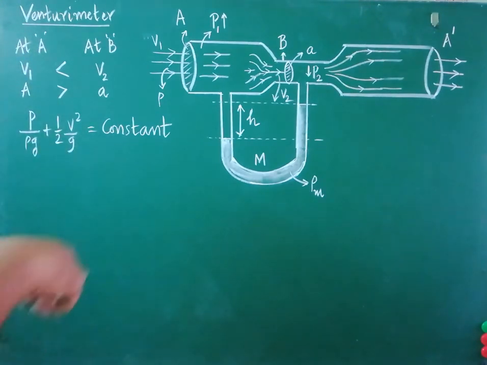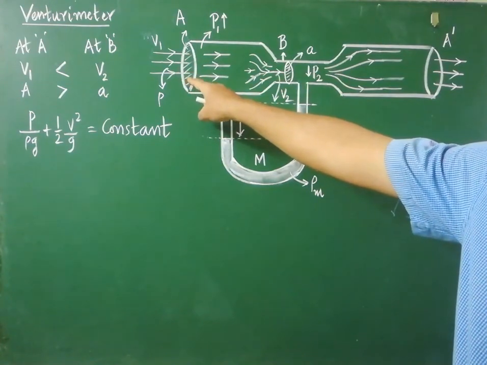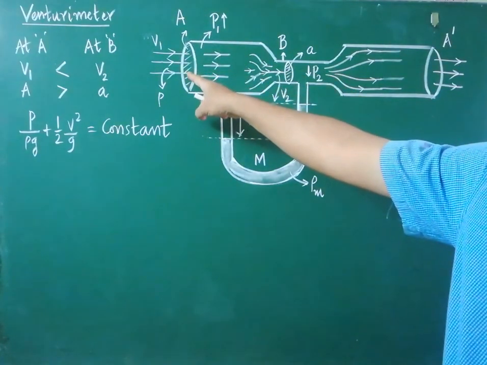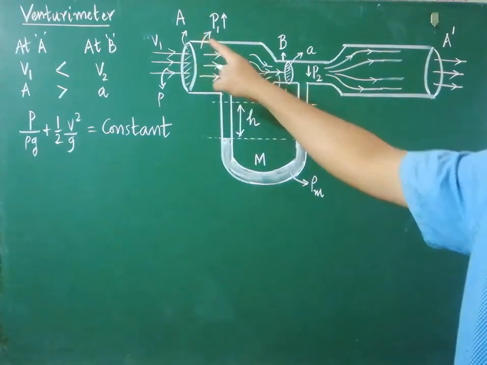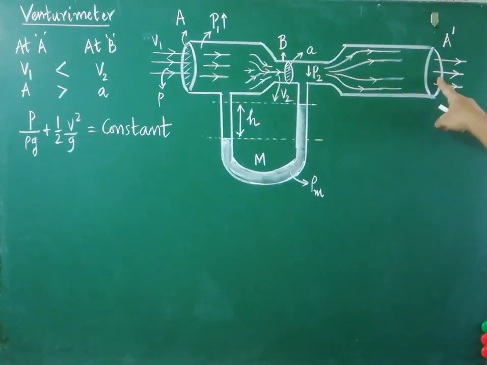Here, look at the Venturimeter arrangement. This is the device which is called a Venturimeter. This is the wider end of the Venturimeter. The name of this end is A, and the cross section of the A end can be taken as A. On the other end, the cross section and this cross section are both similar.